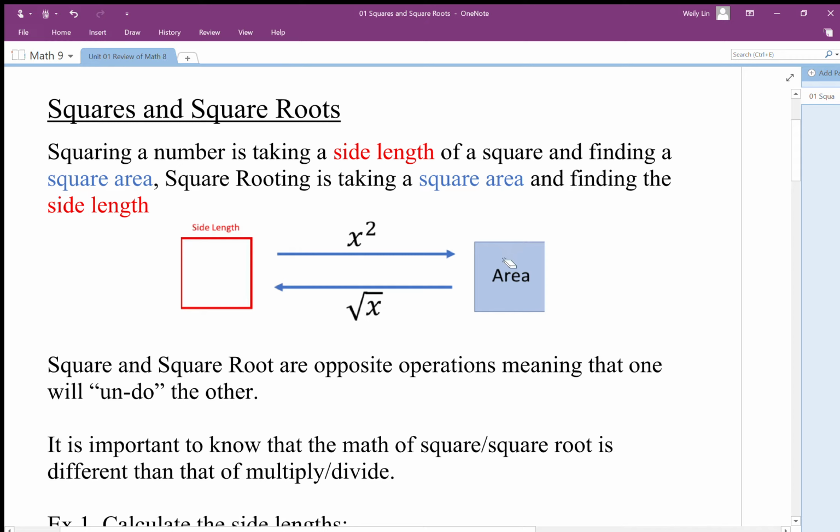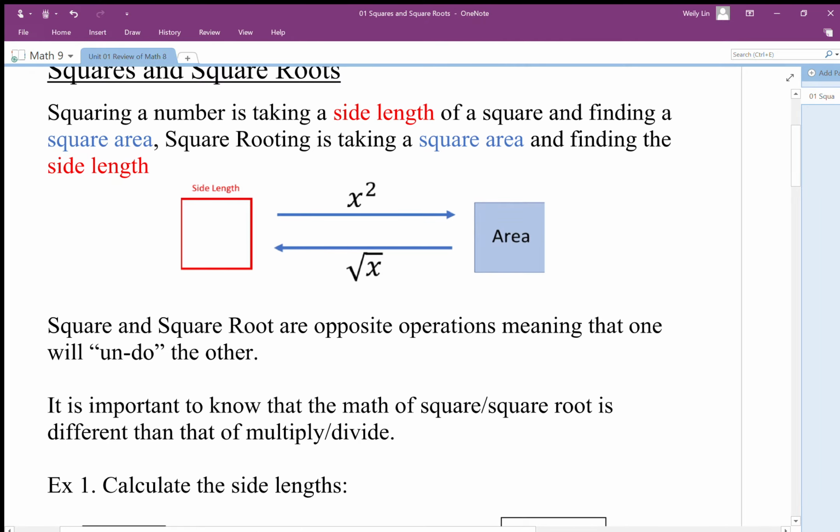So the way we want to understand squaring and square rooting is, squaring is taking a side length and making it into square area. So we take the side length of a square and we get area. Square rooting is the opposite. We take the square area, we square root it, we end up with side length. Okay. And squares and square roots will undo each other. They are opposite operations, or what we call inverse operations.